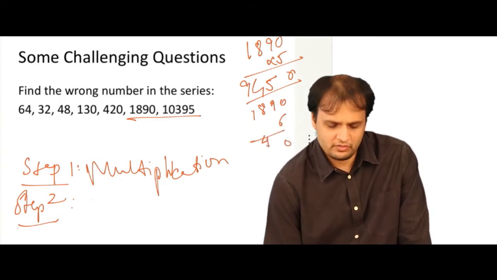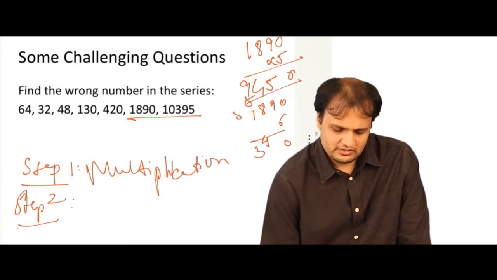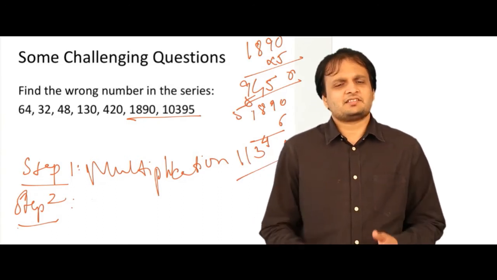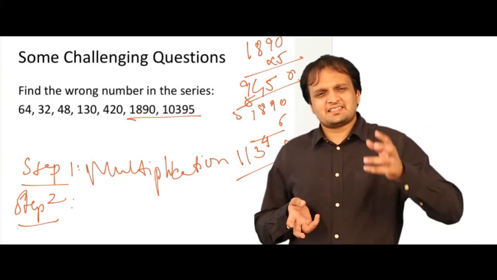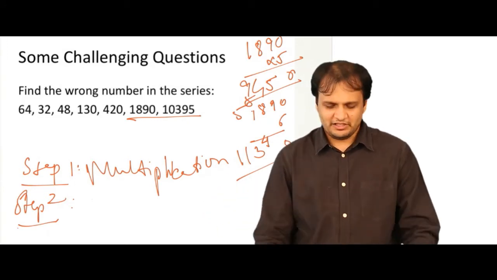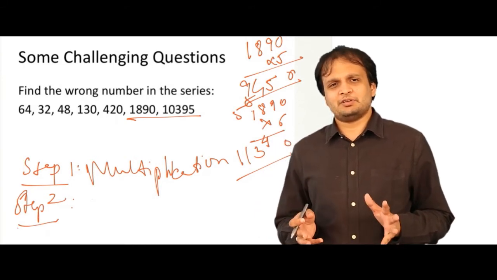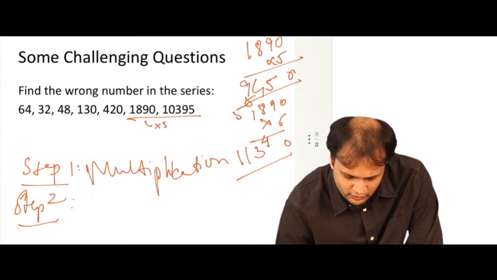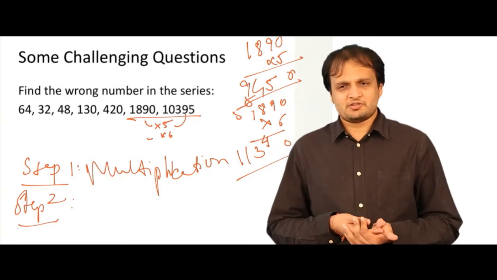9 6s are 54, 5 carried, 8 6s are 48, 48 plus 5 is 53, 6 1s are 6 and 5 is 11. So 11,340. Again, this is also far away from 10,395, right? 10,395 in fact is somewhere between 9,450 and 11,340. It's somewhere between multiply by 5 and multiply by 6. So what can that number be? Maybe 5.5, right? Something in between.